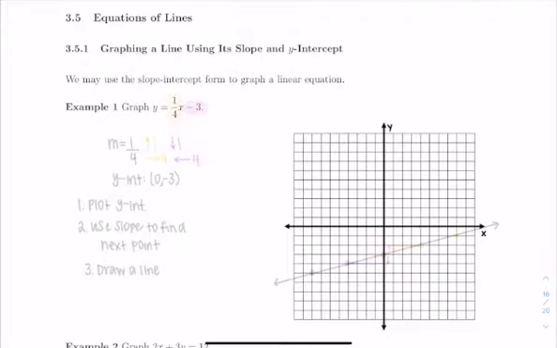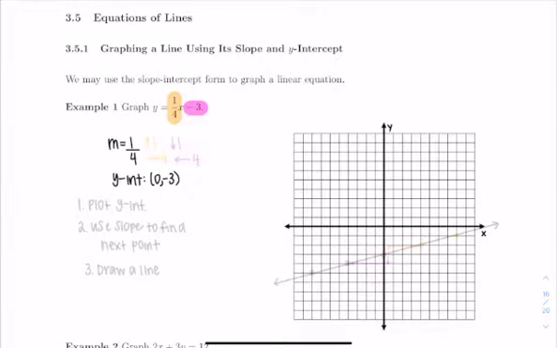So remember, the slope is the coefficient of the x term. So in this case, my slope is 1/4. My y-intercept is the plus or minus part that comes after the x term. And so in this case, my y-intercept is the point 0, -3.